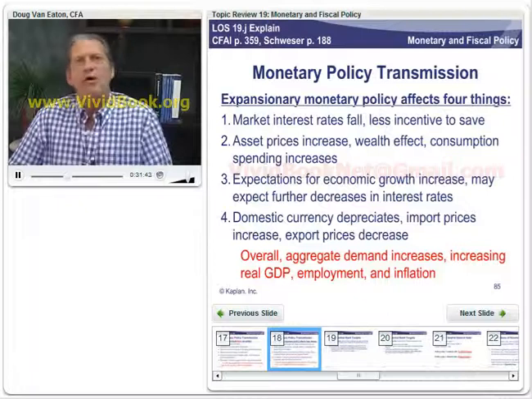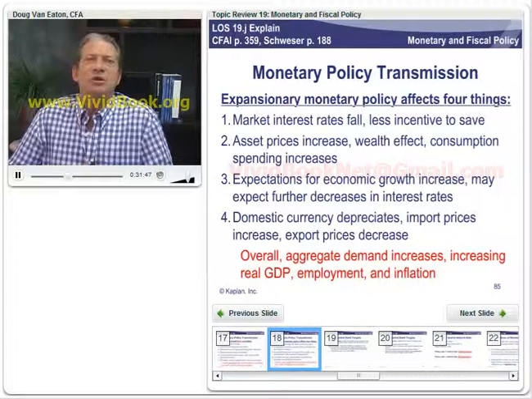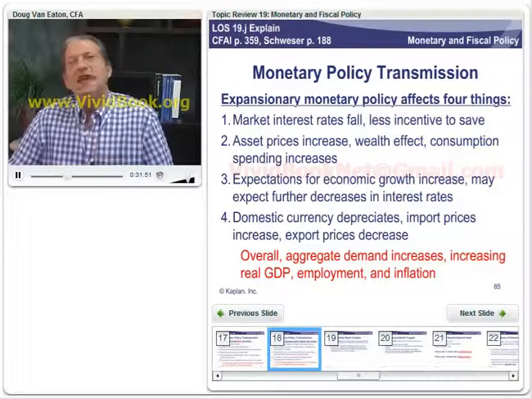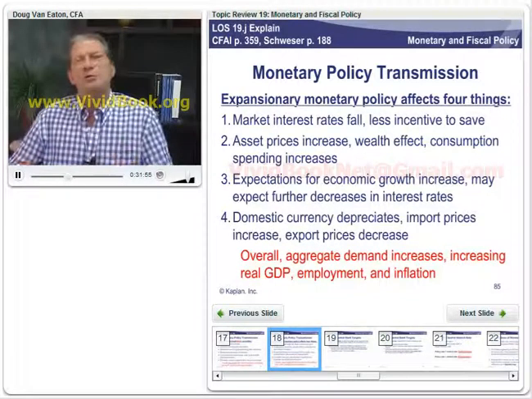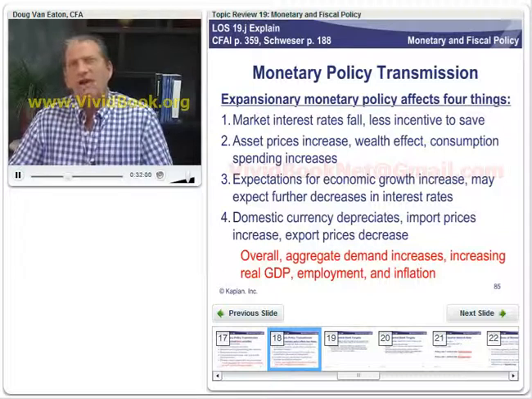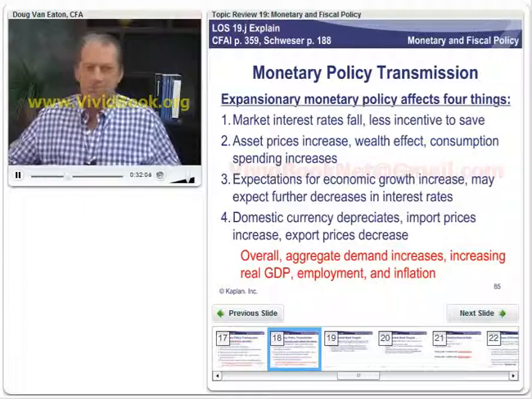So overall, we've got this increase in aggregate demand. That's going to increase real GDP, at least in the short run. And that goes along with increasing employment. But also this puts upward pressure on the price level, as we saw in our aggregate demand, aggregate supply graphs that we looked at earlier.